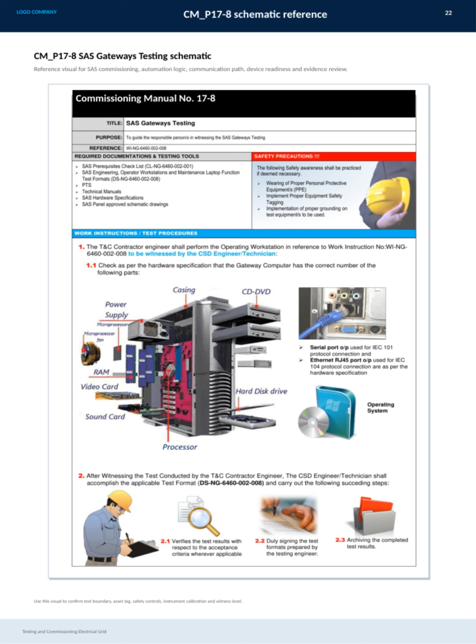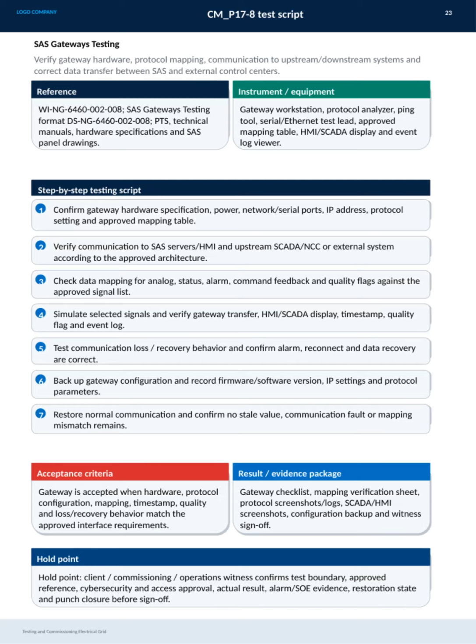This reference is crucial for confirming test boundaries, asset tags, safety controls, instrument calibration, and witness levels during commissioning. Use the commissioning manual number 17-8 alongside this schematic to ensure thorough and accurate testing procedures. Here we have the SAS Gateway's testing process, an essential part of testing and commissioning the electrical grid.